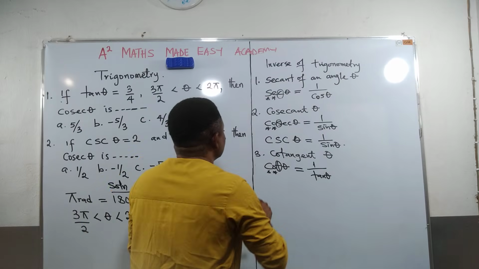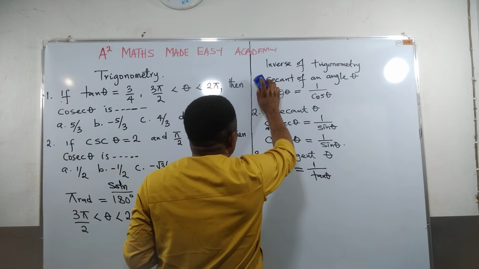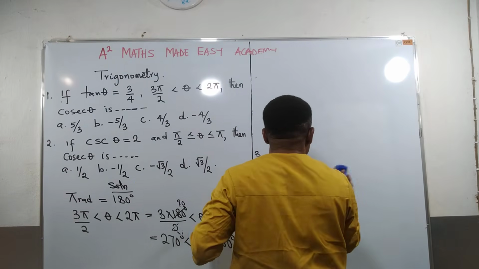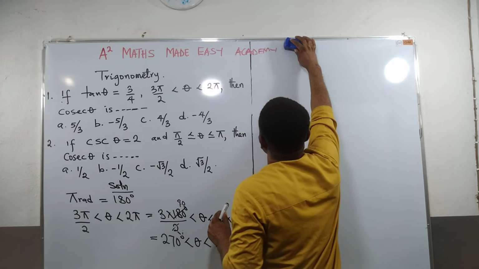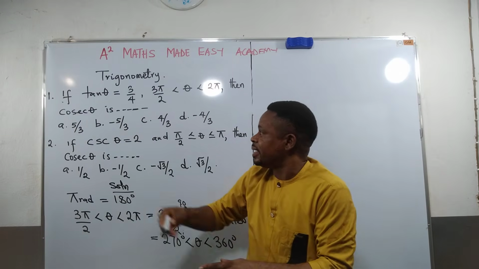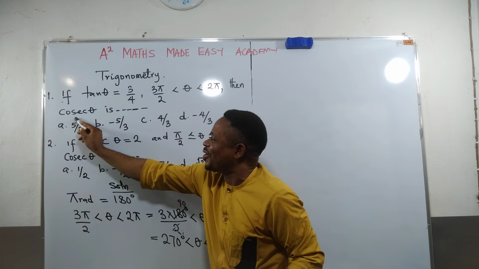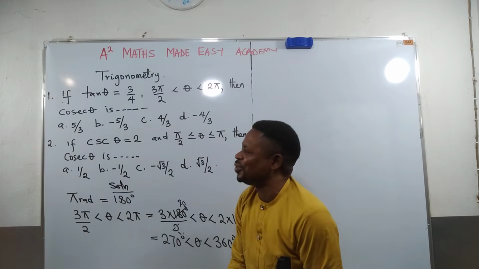Trigonometry. So which means I will now solve the question that we are looking for, which is question number 1. Now I want you to observe this. Hope you are following. Now look at it. The first question, let's go back again, says if tan theta is 3 over 4, and they say we should find cosec theta. How do we do it?